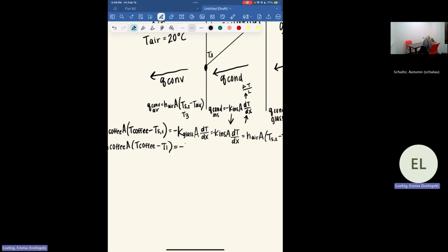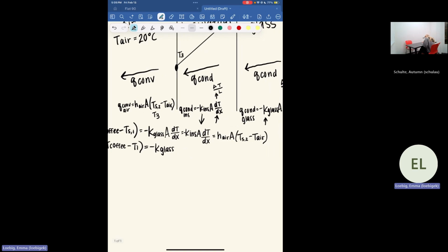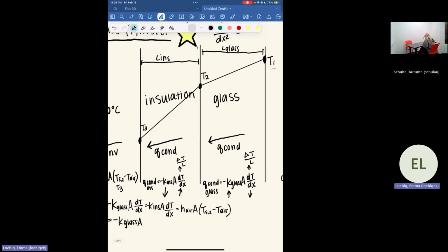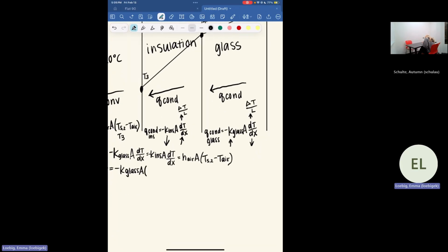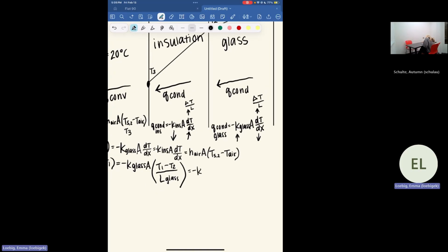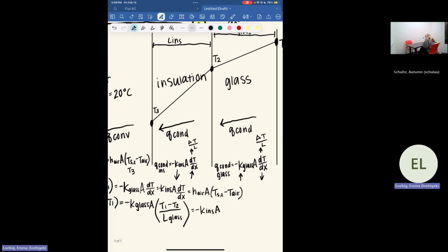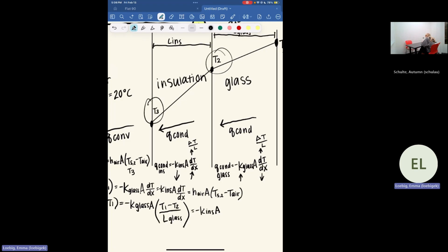This is equal to the negative thermal conductivity of glass multiplied by the area multiplied by the slope, which is the change in these two temperatures over the thickness. So T1 minus T2 divided by the thickness of the glass, which is equal to the negative thermal conductivity of our insulation times the area times T2 minus T3 over the thickness of the insulation.